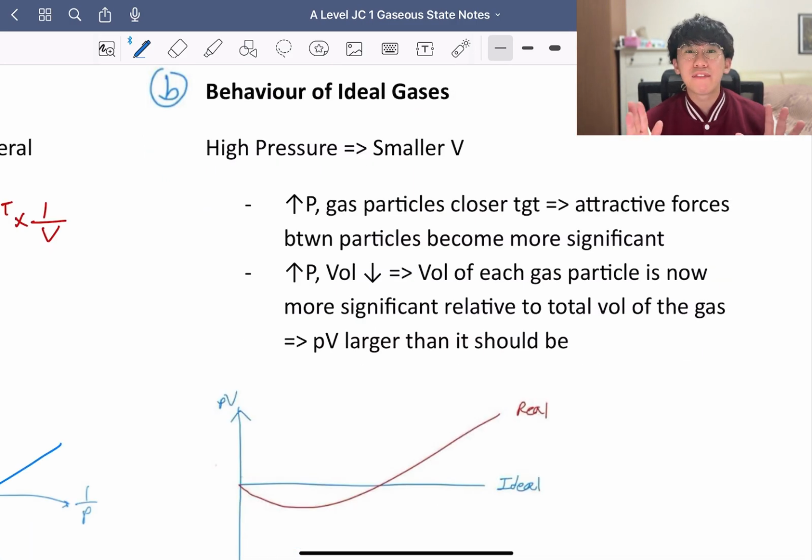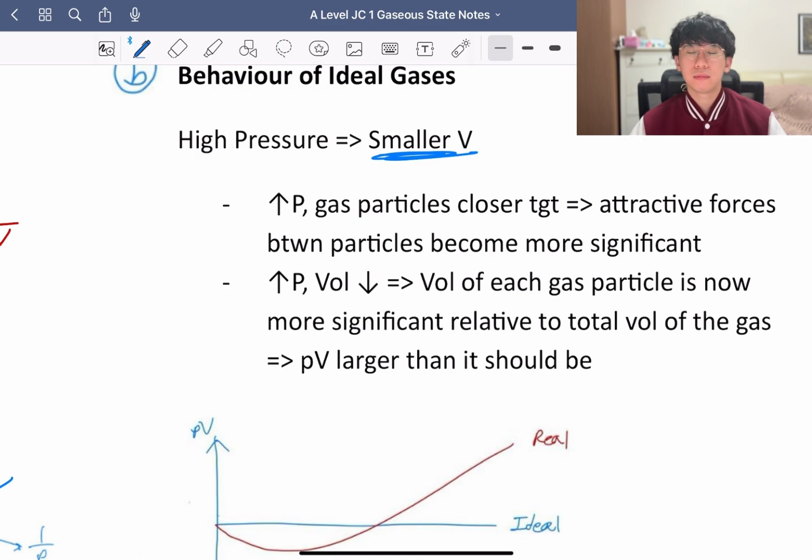So what are some of the behaviors of real gases? In high pressure, there's actually a smaller volume. And when we have higher pressure, the attractive forces actually become more significant. You can think of it like the particles are being forced to be closer to one another, and therefore your usual intermolecular forces will come into play more significantly. And second, when you increase pressure, the volume would decrease.